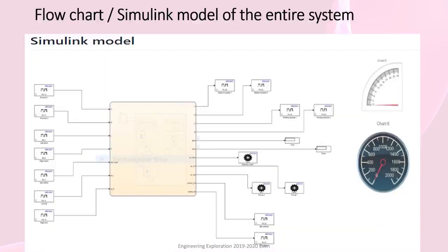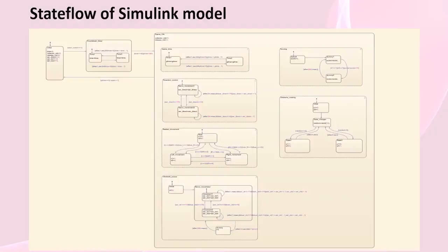Now the Simulink model of our course project. Here you can see there are 8 input ports and 12 output ports for the entire model. The state flow of the Simulink model: there are 3 states, initial, countdown timer, and game on, as shown in the image. I will further explain it in the simulation video.